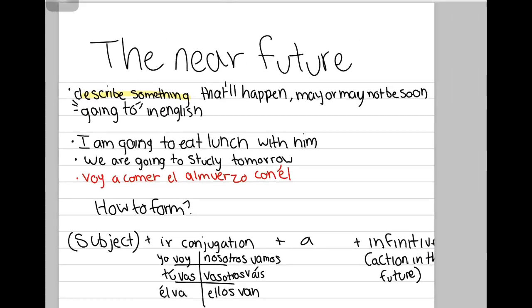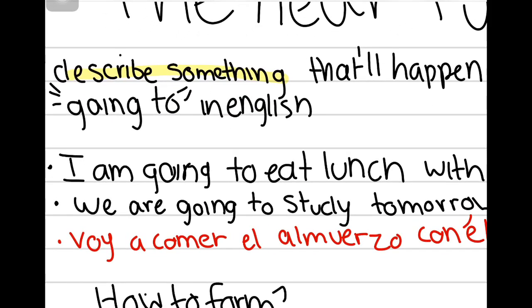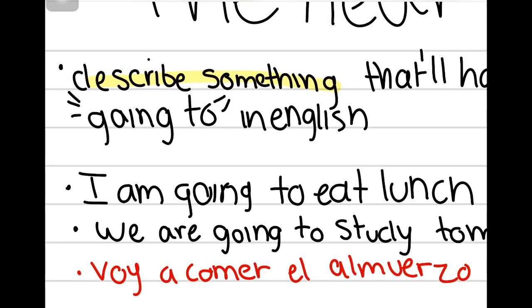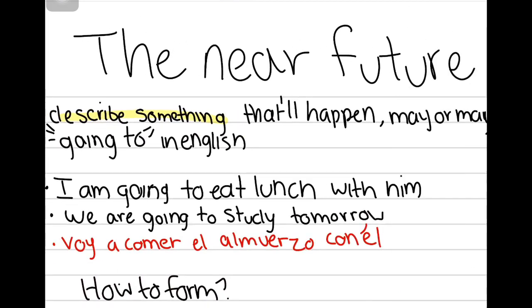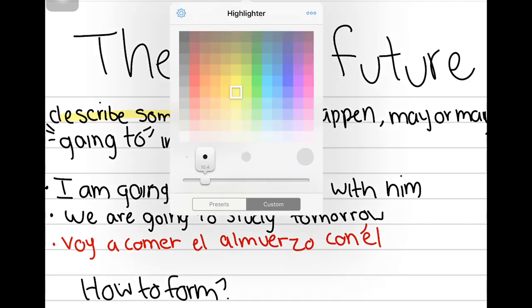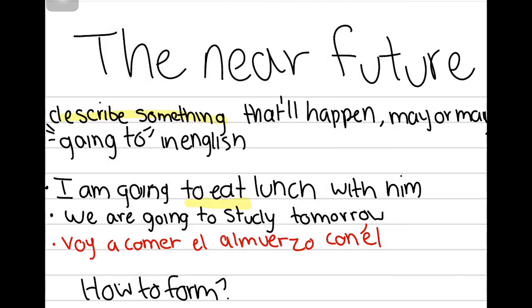So in English, it could be described as "going to." So here are some examples in English. I am going to eat lunch with him, and we are going to study tomorrow. So you can see that it's implying an action that's in the future. In the first one, you're going to eat lunch. That's going to happen in the future, and you're saying "going to." And in the second one, you're going to study in the future, and you are using "going to."